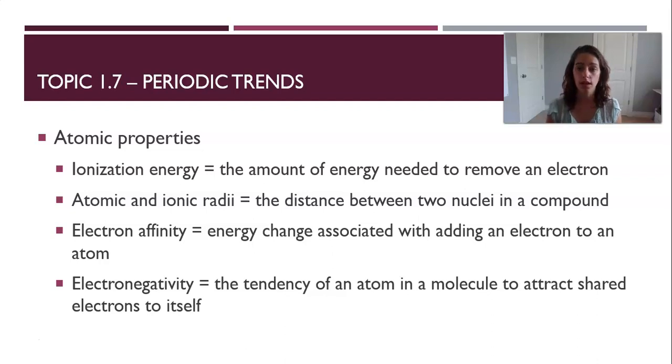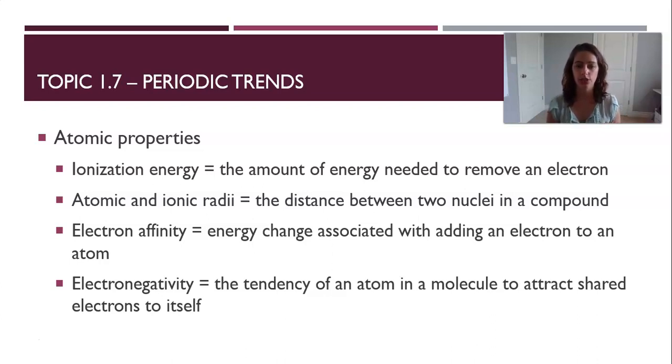So there are four atomic properties that we are going to focus on. The first is ionization energy, which is the amount of energy needed to remove an electron. The second is atomic and ionic radii, which is the distance between two nuclei in a compound. We would sometimes think about this as the distance from the nucleus to the outside electrons, which it kind of is, but it's really looking at the distance between the nuclei in a compound.